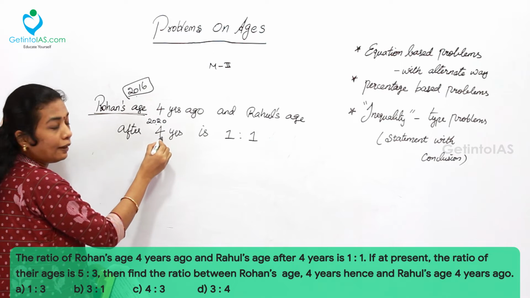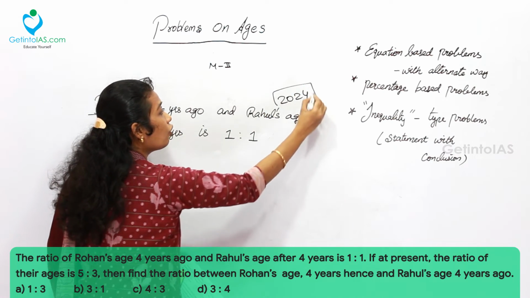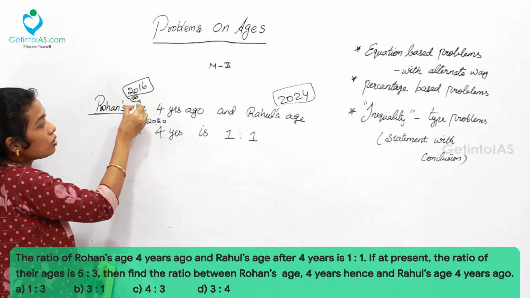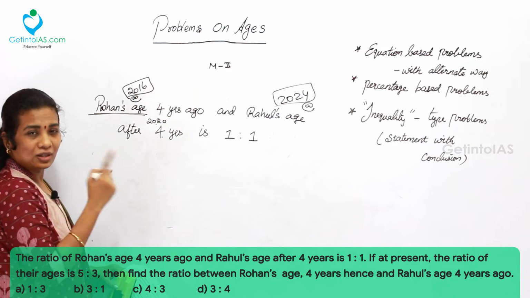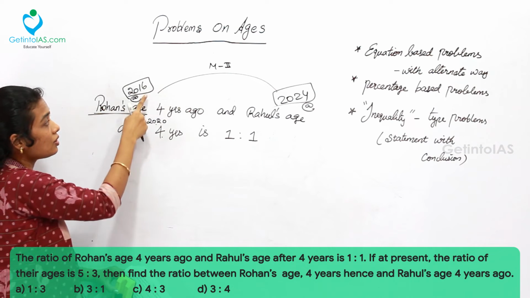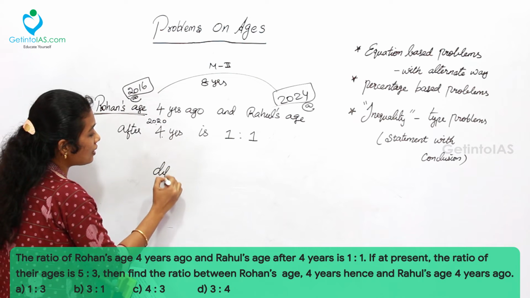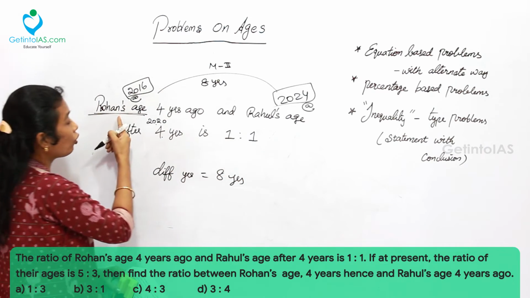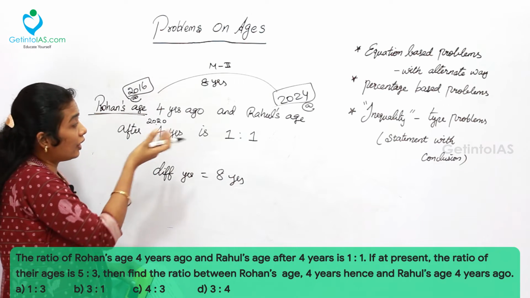So 2020 plus 4, which is 2024. The age of Rohan at 2016 will be the age of Rahul at 2024. What is the meaning here? The difference between their ages. That is how many years? 8 years. That's all. The difference is equal to 8 years, and Rohan is 8 years older than Rahul, or Rahul is 8 years younger than Rohan.